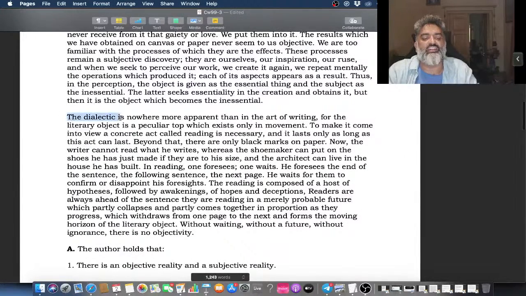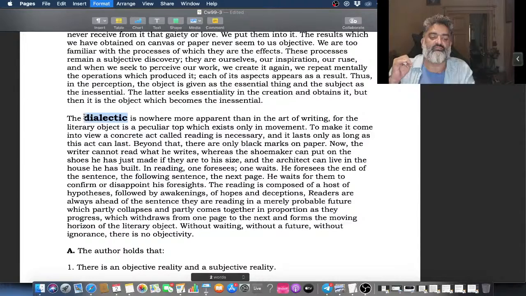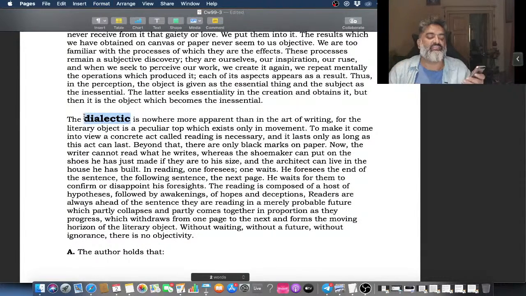The dialectic is nowhere more apparent than in the art of writing. So what is the question that comes to mind? The dialectic, which dialectic? And I am also guessing that most people do not know the meaning of the term dialectic. Am I right in that guess? Or I am asking you, what is the meaning of dialectic? It's a very seemingly complicated word, but the idea is quite easy.